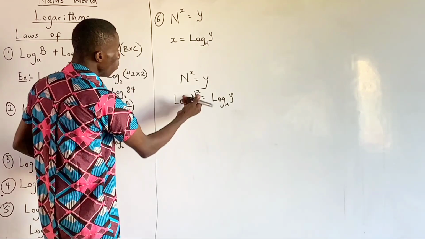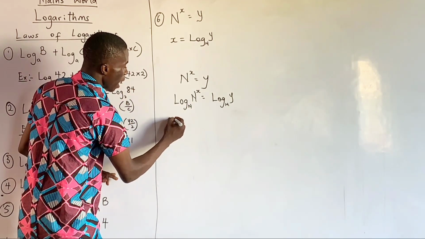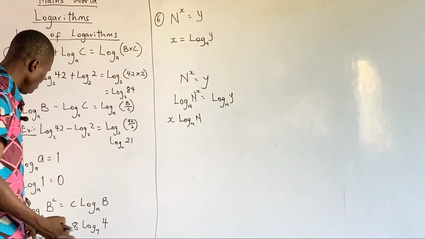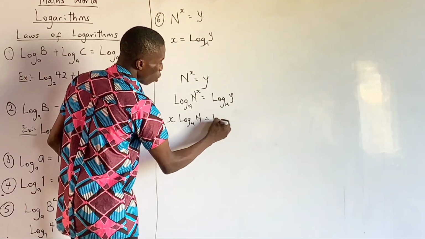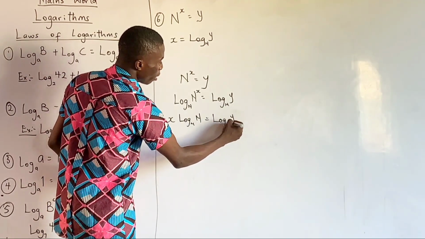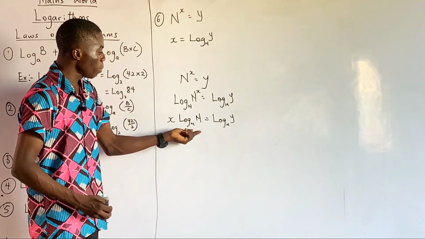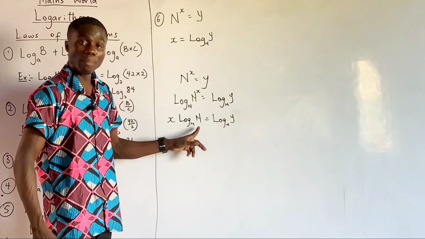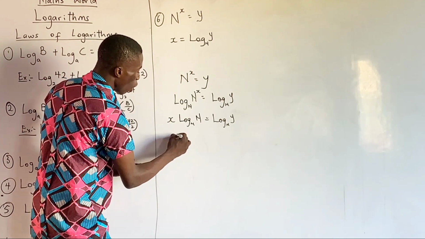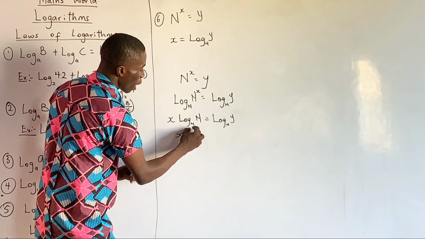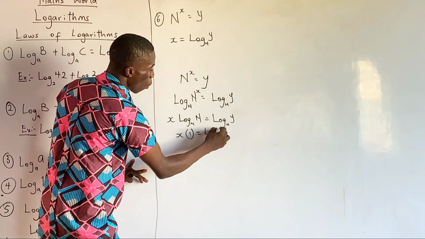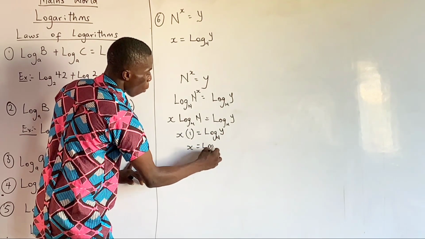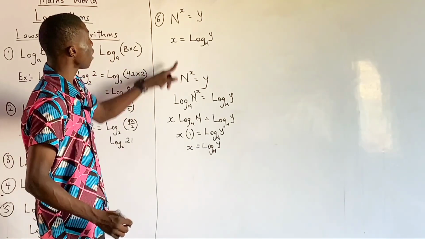So I can now bring this power to the back. It will become x log n base n, according to this law, equals log y base n. Remember, log a base a is 1, so log n base n is also 1. So it will become x times 1 equals log y base n. So x times 1 is x, equals log y base n. You can see that I've actually proved it.